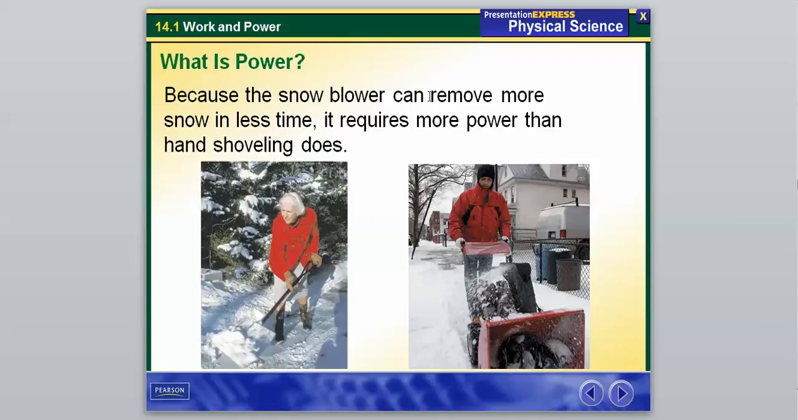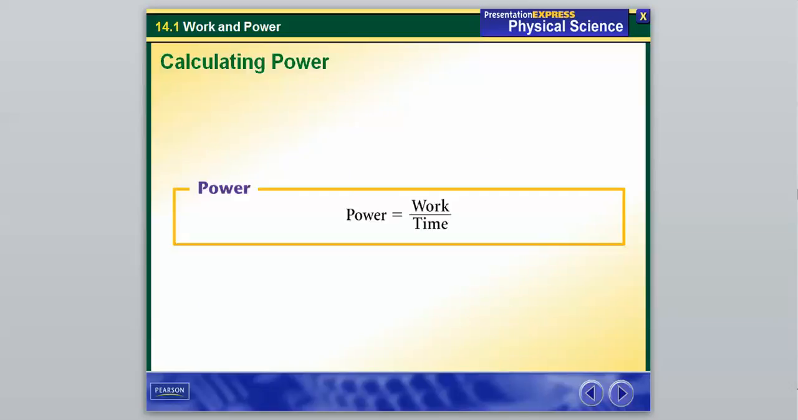But because the snowblower can remove more snow in less time, it requires more power than hand shoveling does. So more power is going to be associated with this snowblower because it can do the job in a quicker amount of time. So more power is going to be needed. And so power is just simply work over time. And so we can easily incorporate our work formula with the force over distance. We can substitute those in, and some of these problems between work and power are going to be really interrelated. And if you can figure out work for one, then you can apply it for the power problem for another.